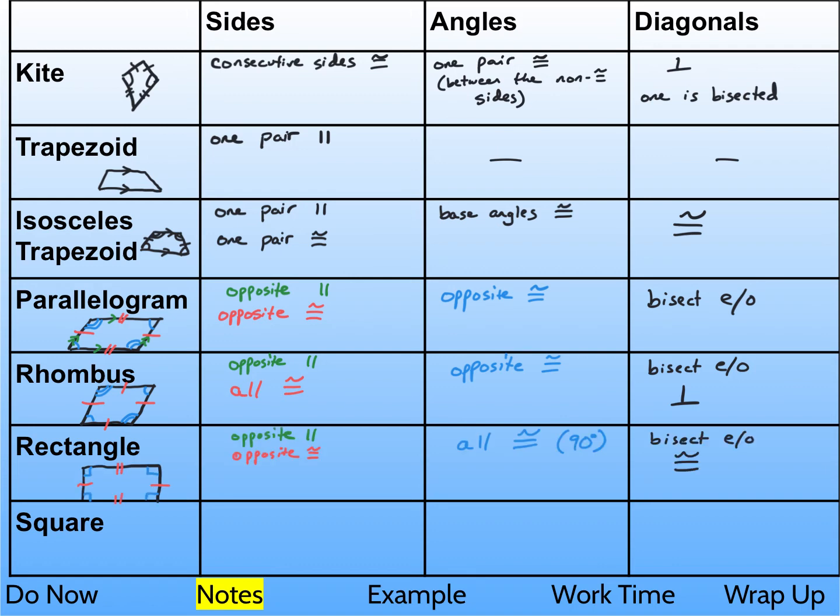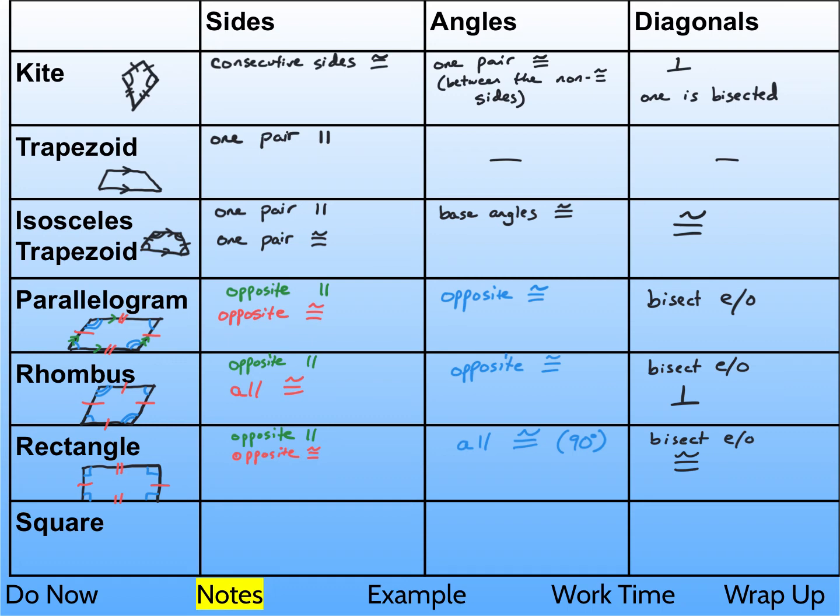In a rectangle, hopefully you remember that the opposite sides are congruent and parallel to each other. And the big thing is that all angles are 90 degrees. So all of these are right angles. They're all congruent. And the diagonals bisect each other, just like the parallelogram, and they're congruent to each other, just like we had in the isosceles trapezoid as well. So let's look at the square.